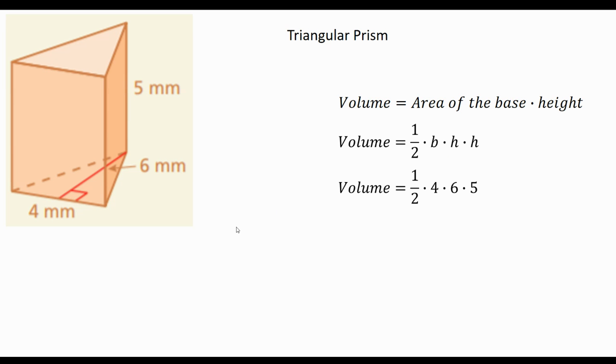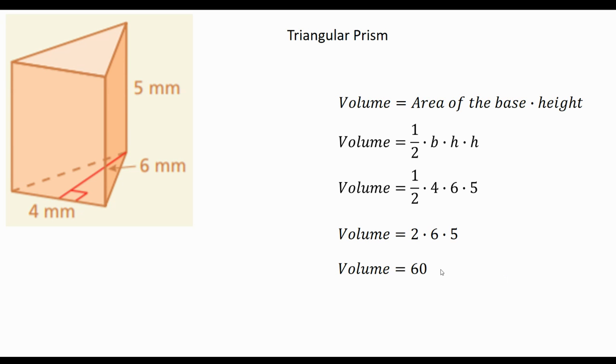So substitute in what we know. So we know the base of the triangle is 4 millimeters there. The height of the triangle, that red line, that's 6. And then the height of the prism, that's 5. So when we multiply, the 1/2 times 4 gave us 2, and then times 6 times 5. And then when we multiply all of those together, we get 60. So 60 cubic millimeters for our volume of our triangular prism.